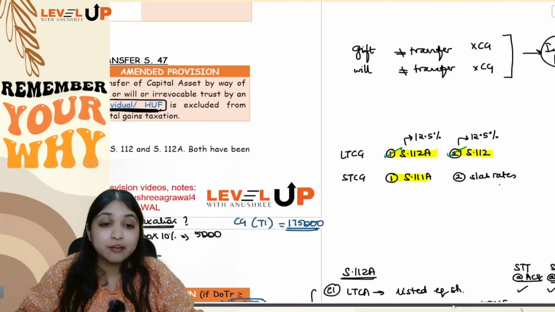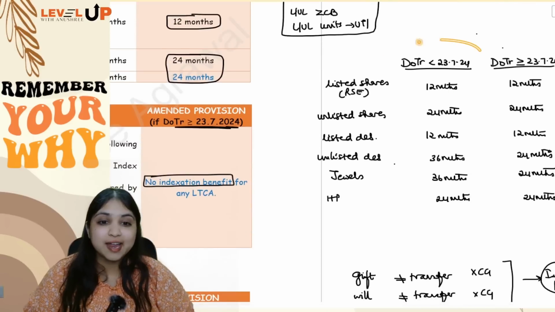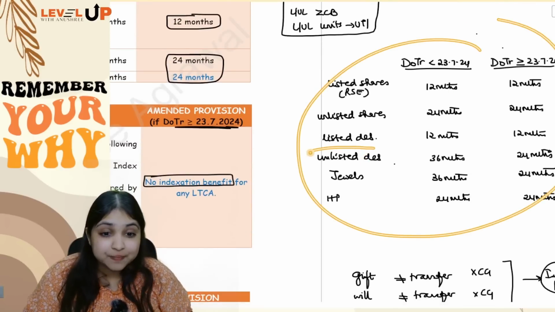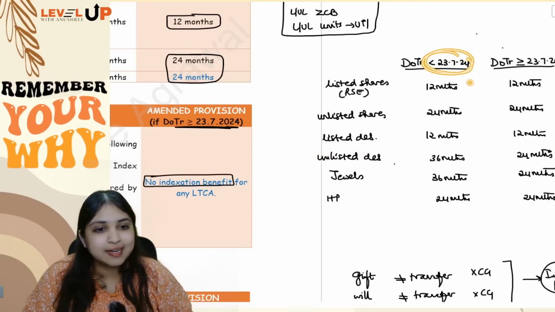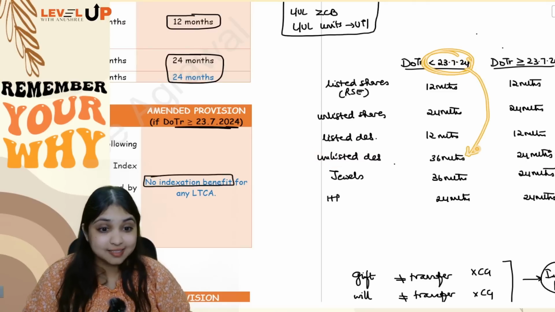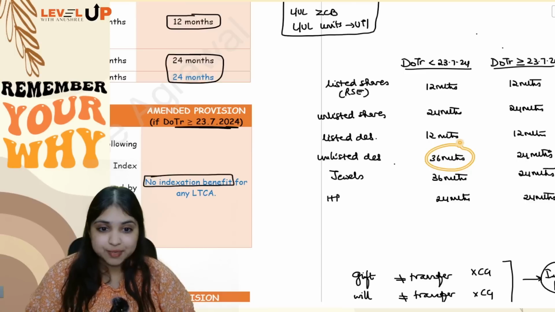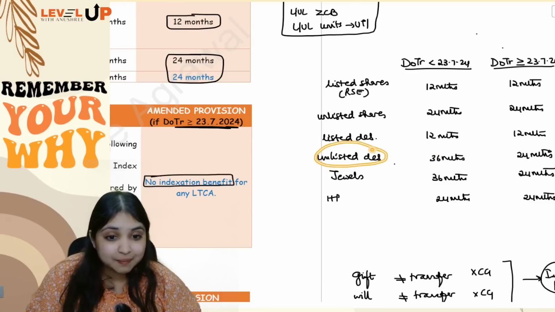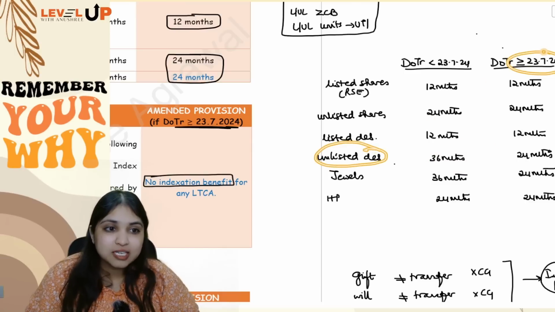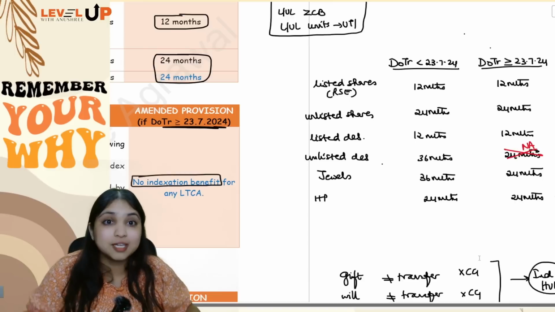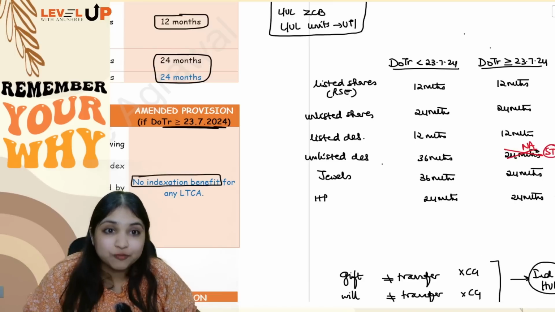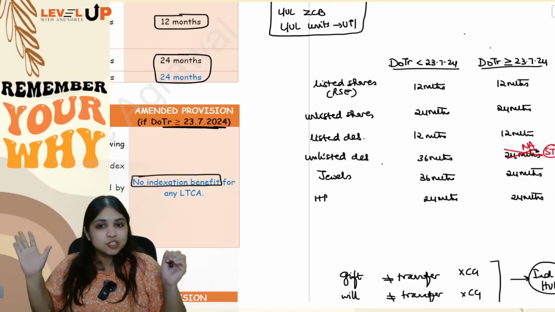So, if I have to come back to this list which I had given to you over here, for unlisted debentures, if they are transferred before 23rd July 24, I will apply 36 months. 36 months will be the relevant period of holding. But if the same unlisted debentures are transferred on or after 23rd July 24, the period of holding becomes irrelevant, guys. What is a period of holding? I don't care about it. Irrespective of the period of holding, it will always be considered as short term only.